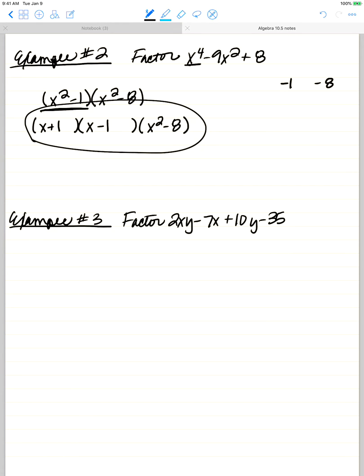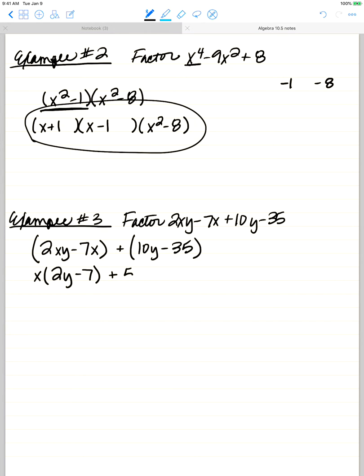Example number 3, factor 2xy minus 7x plus 10y minus 35. Okay, first thing we're going to do is group these. 2xy minus 7x plus 10y minus 35. Factor out the x here, leaving us with 2y minus 7. What are we going to factor out here? We're going to factor out 5, leaving us with 2y minus 7. And our resulting factorization, x plus 5 times 2y minus 7. We have factored everything completely. There's nothing else I can factor. We're all done.